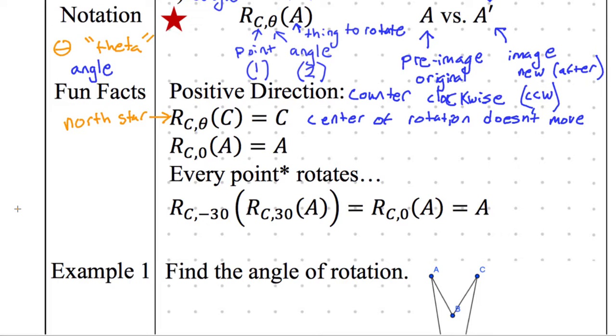All right. What happens if I decide to rotate by 0 degrees? Nothing happens, right? This says nothing happens when I rotate by 0 degrees. That's all this is trying to say. If I rotate around point C by 0 degrees, and I start with A, it stays at A.